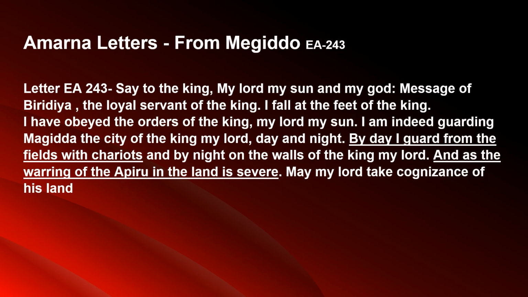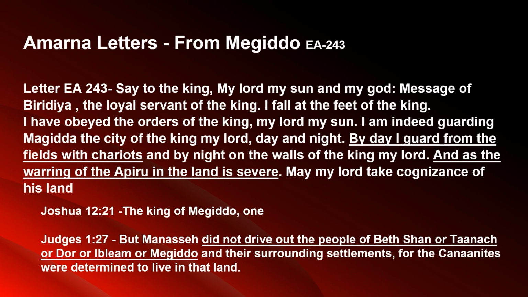And here is a third example from the king or mayor of Megiddo. And he's writing to Pharaoh saying he's obeying his orders, that he is guarding the city by day using chariots in the field, and at night he's guarding via the walls. He's also saying that the war against the Abiru or Hapiru, I actually believe this is the Hebrews, is quite severe. Now, the interesting thing about these statements is that according to the Bible, he dies, but the city remains in Canaanite hands, which would make sense if he died in a field battle.